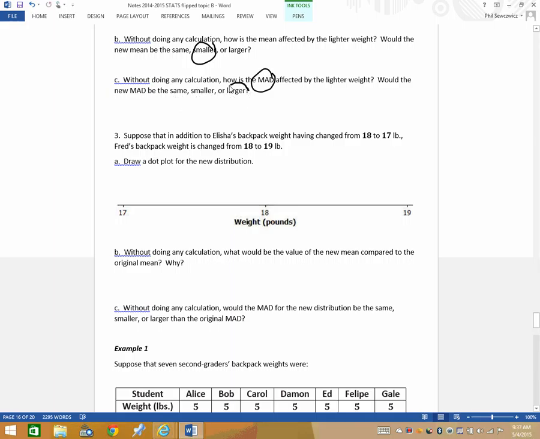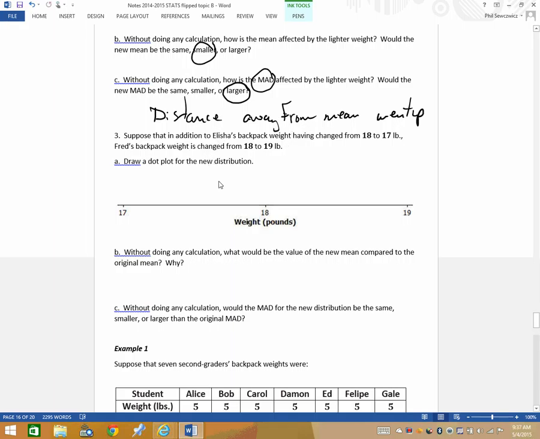It's actually going to be larger here, because remember, what is MAD? That's the average distance away from the mean, and it went up. Not by much. Instead of 0 divided by 7, which is what we had before, this time it would be 1 divided by 7, which is going to change it.